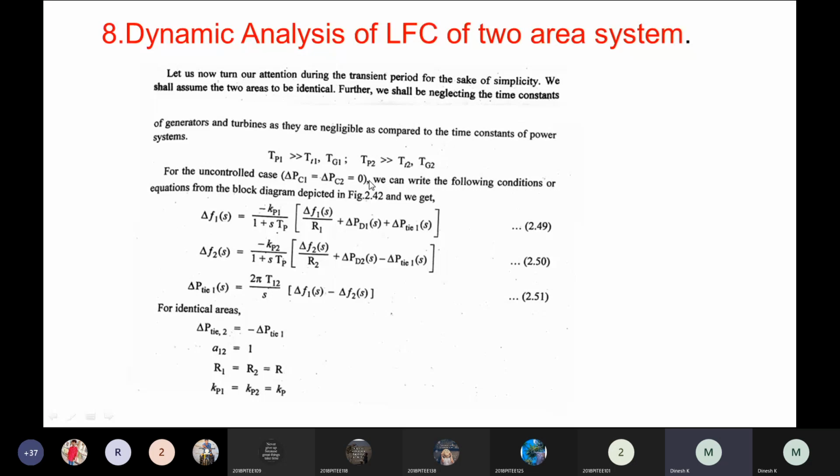So based on this assumption, we have del F1 of S and del F2 of S. The direct expression is minus KP1 divided by 1 plus S TP1, times del F1 of S by R1 plus del PD1 of S plus del P tie1 of S. Likewise for the second frequency, del F2 of S is minus KP2 divided by 1 plus S TP2, times del F2 of S by R2 plus del PD2 of S minus del P tie1 of S. So for the actual change in tie power, I need 2 pi T12 by S times del F1 minus del F2 of S. So if we take the difference of these two, we get the tie power.